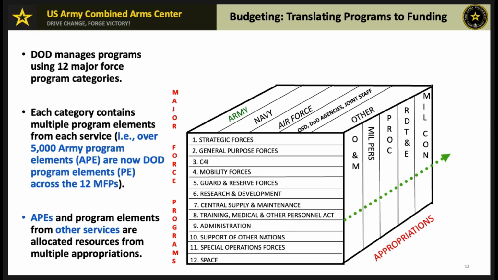This slide illustrates how the Department of Defense allocates resources through 12 major force programs, each containing program elements from all services. Each program element is funded by one or more appropriation categories, such as operations and maintenance. Appropriations are critical because they link DoD's funding needs to Congress.